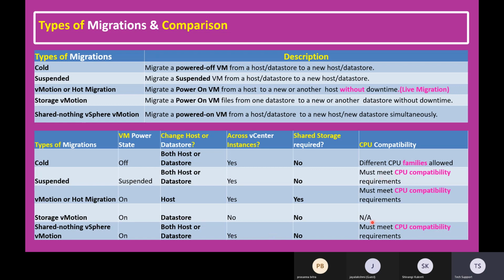And for storage vMotion, there is no CPU requirement. Whatever storage you have in the destination, whether it is vSAN, virtual volume, or a different NAS storage, you can migrate.